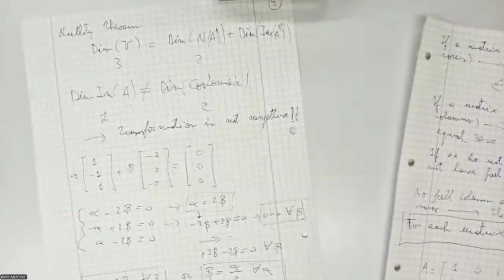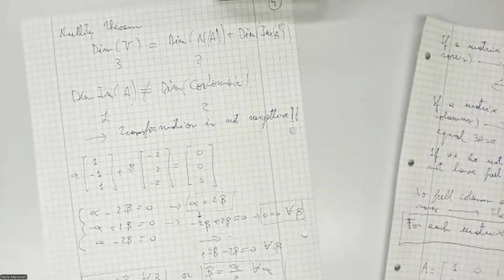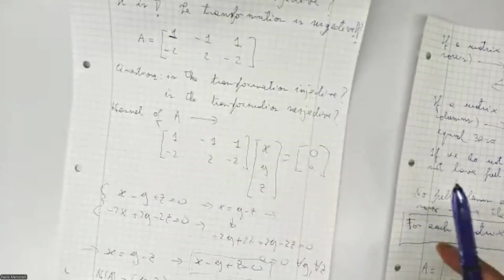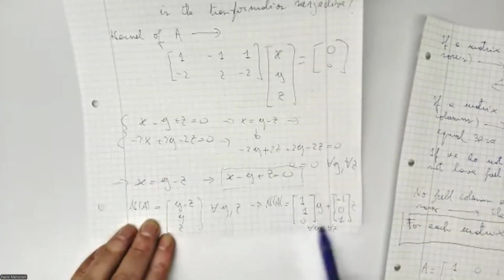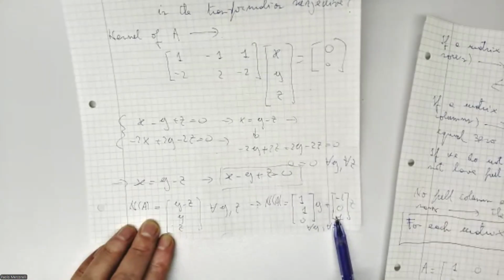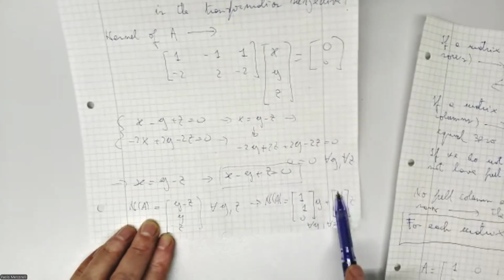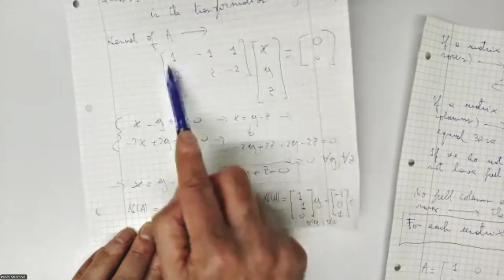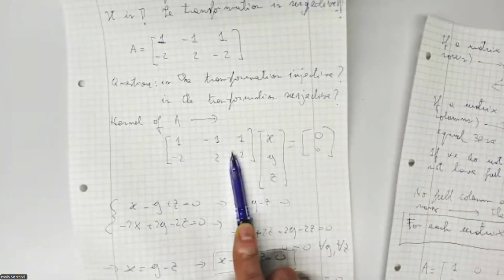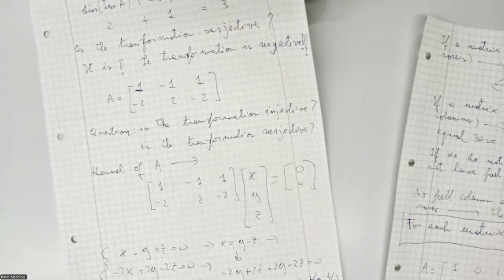Where is it? We did it somewhere. We calculated the kernel here, no? Yeah, exactly. No injectivity. I didn't write it, but it's no injectivity. Why? Because this matrix is not full rank. No full column rank, no full row rank.